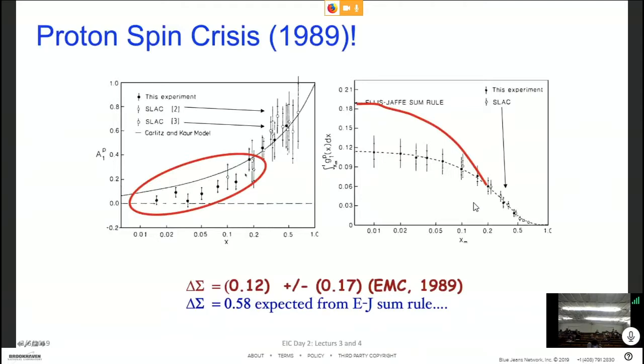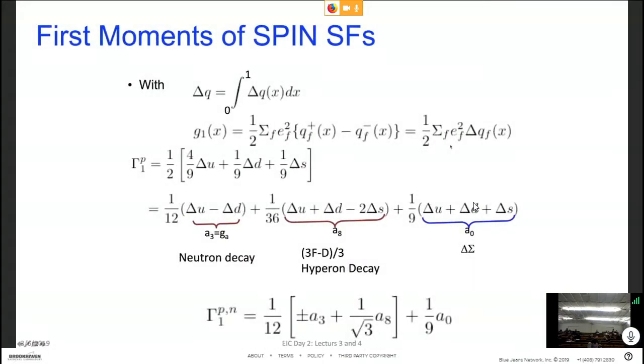And if you integrate it to the G1 structure function, this is what the data looked like at that time, and the expected result, if the quarks were to carry the proton spin, was given by the Ellis-Jaffe sum rule. I will not go into details of that, but that's basically where they said that the quark structures were this part here. This part here was fully responsible.